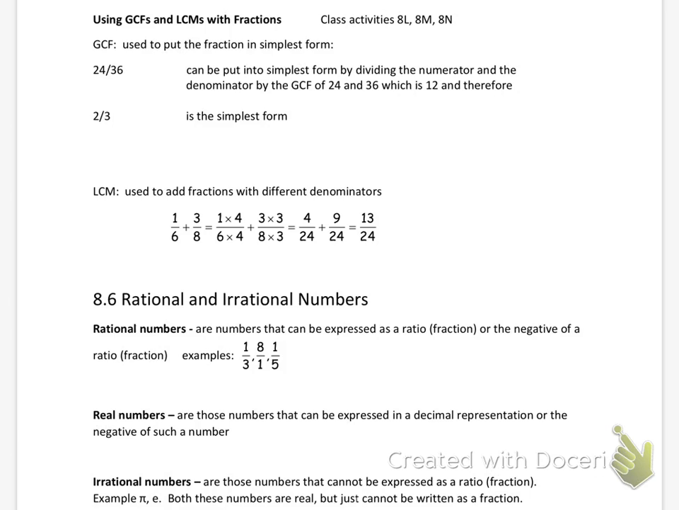Okay, irrational now are those numbers that cannot be expressed as a ratio. Examples of irrational numbers are numbers such as pi and e. Both of these numbers are real, but they just cannot be written as a fraction. So you want to understand those vocab words.